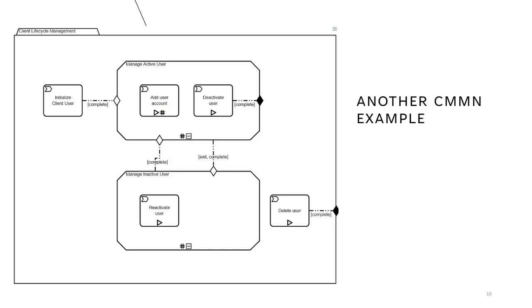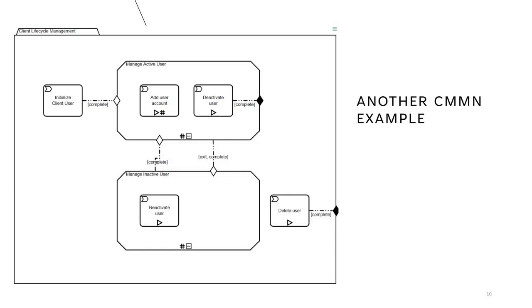The only thing that happens in manage inactive user is you can reactivate the user, another process. And when that is complete, since there's nothing else in that stage, the stage is complete, meaning the link to the white diamond in Manage Active User labeled complete triggers activation of that stage.